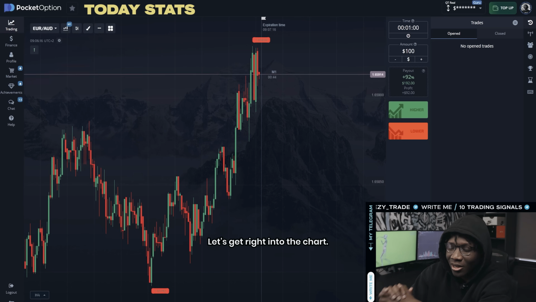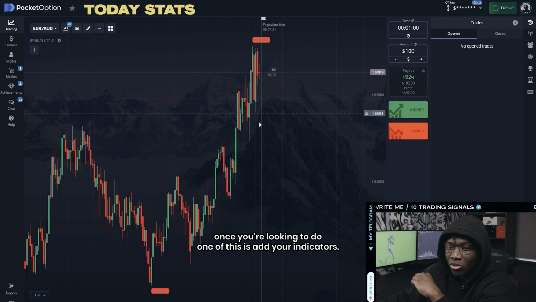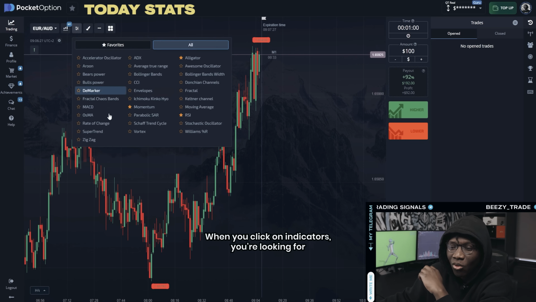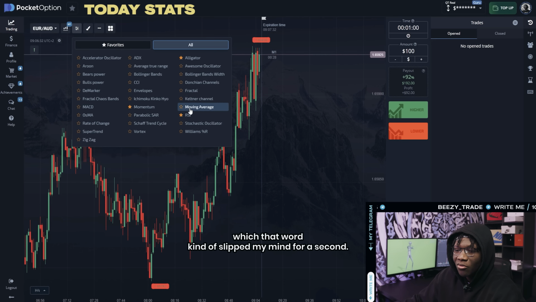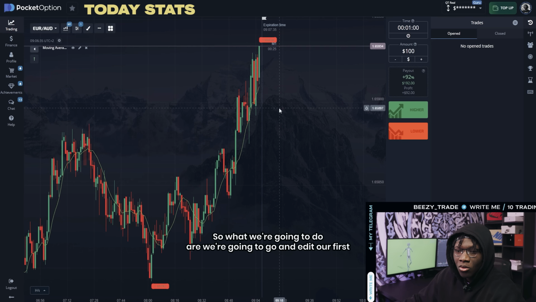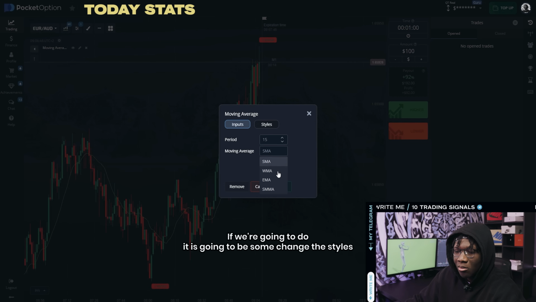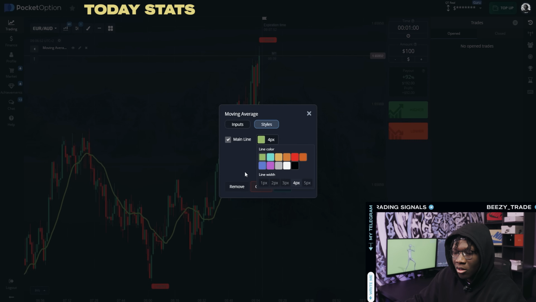Yo gang, let's get right into the chart. The first and most important thing you're going to do is add your indicator. When you click on indicator, you're looking for moving average. So we're going to edit our first moving average, and it will be 15 SMA. Make sure you're choosing the SMA, because everything we're going to do today is going to be in SMA. We'll change the style a little bit, make it thicker, 4, and change that color to red.